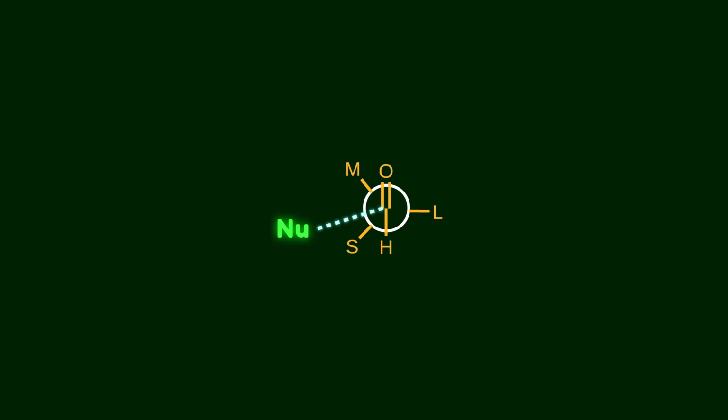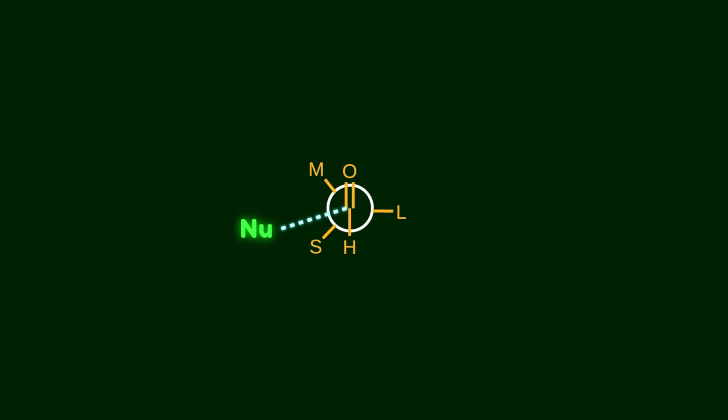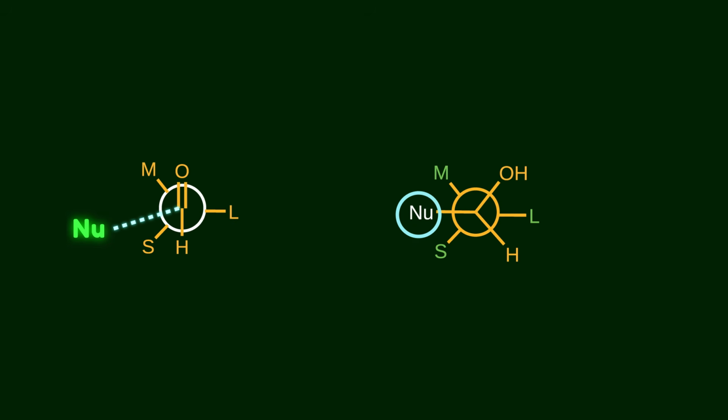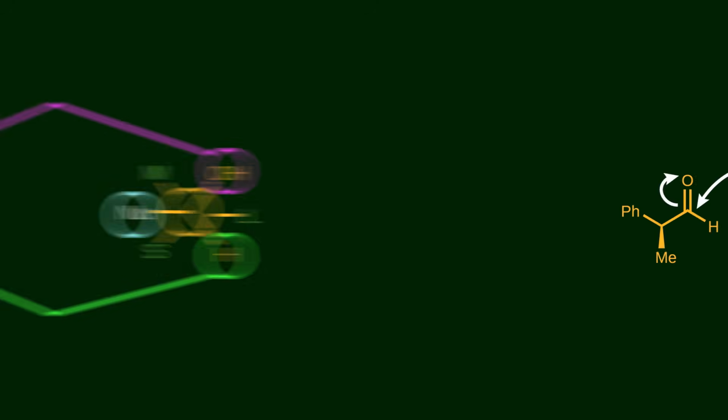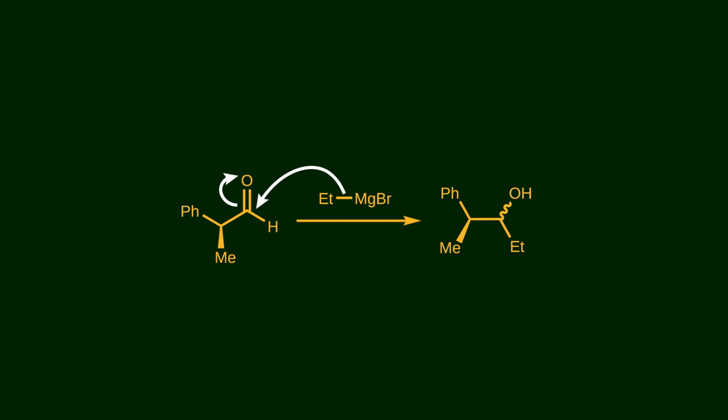After finding the correct orientation of the approaching nucleophile, we should draw the final product. To do this, we place the nucleophile on the left, opposite to the large substituent on the back carbon atom. The hydroxyl group is positioned on the upper right, and the hydrogen is placed in the lower right. Now let's put all we learned into practice.